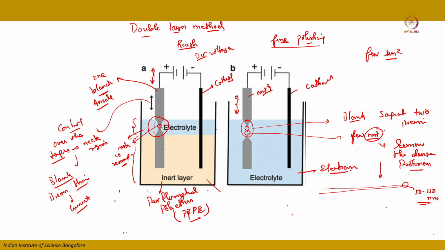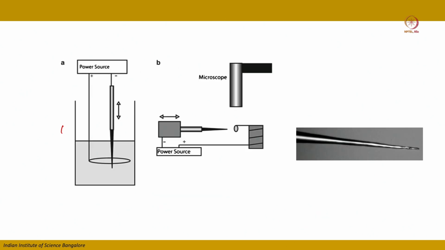But this is the old process; now the first step, rough polishing, is usually carried out directly in the electrolytic cell, where there is no inert layer. It is just a beaker. You put an electrolyte in the beaker, and the rough polishing is done directly in the complete electrolyte.